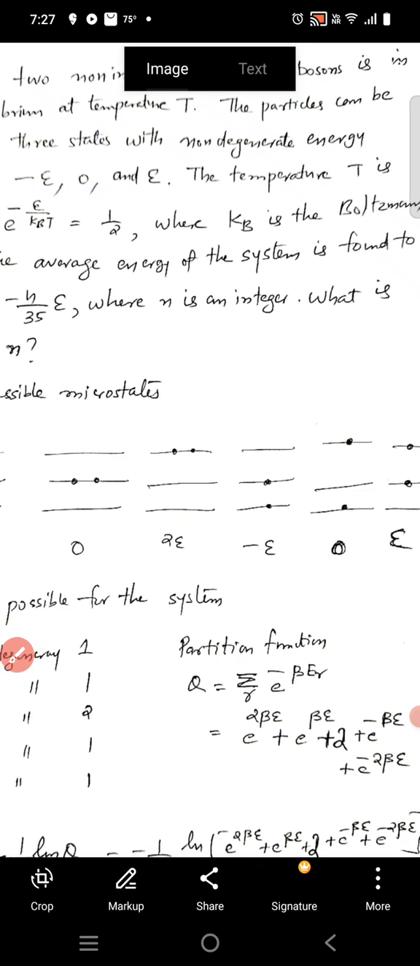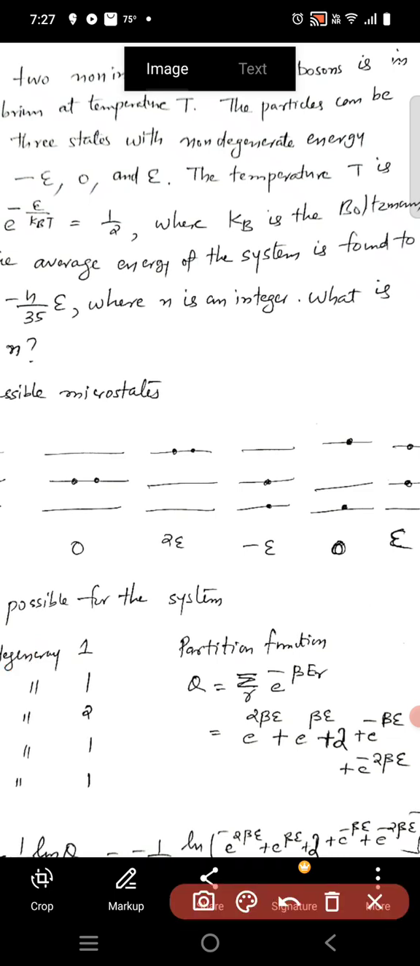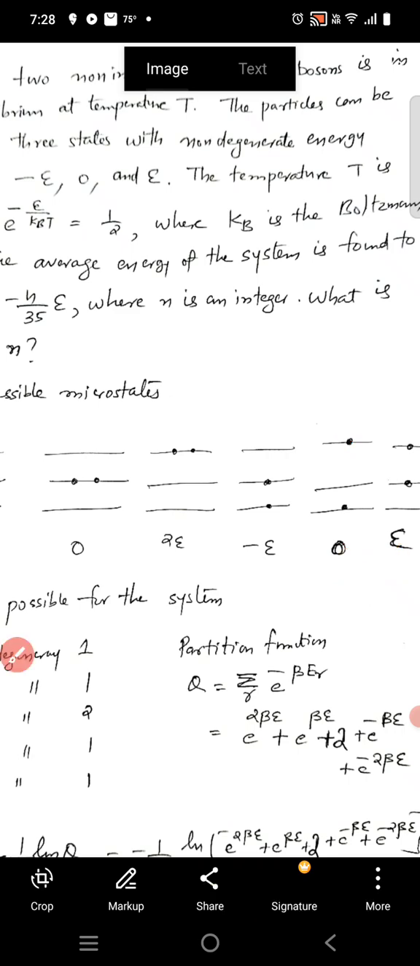And in this way, we have here one particle in energy minus epsilon and the second particle in energy 0. The total energy is minus epsilon. And here we can see one particle in energy epsilon and another particle in energy minus epsilon, so total energy is 0. And here we have one particle in energy epsilon and the second particle in energy 0, so total energy is epsilon. So these are the possible microstates of the system.